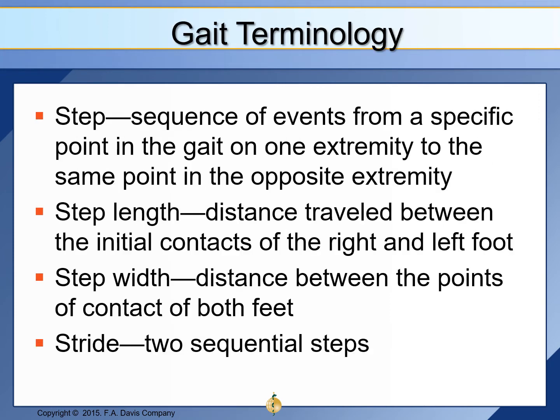Alright, so gait terminologies. What are the terminologies we should know? We should know what step means. A step is a sequence of events from a specific point in the gait on one extremity to the same point in the opposite extremity. Step length is the distance traveled between the initial contact of the right and the left foot, whereas step width is the distance between the points of contact of both feet. Stride is two sequential steps.